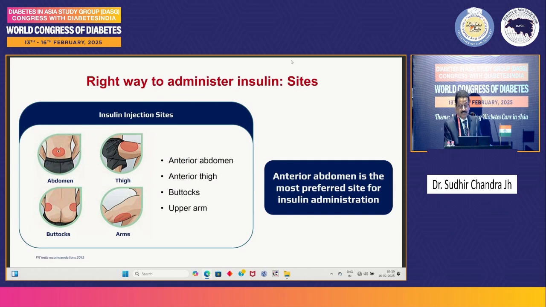Right way to administer. These are the sites which we prefer: anterior abdomen, anterior thigh, buttocks and upper arm. And anterior abdomen is the most preferred site for insulin administration, and the rate of absorption of insulin is maximum from that site. From the thigh it is minimal.